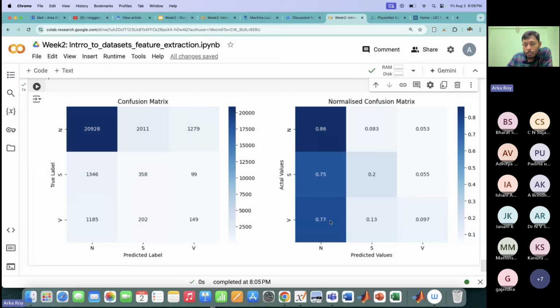True positive, false positive, what are these? Your original label is S, and you are predicting most of them as normal. So what are you encountering over here? False positive or false negative, or whatever it is.